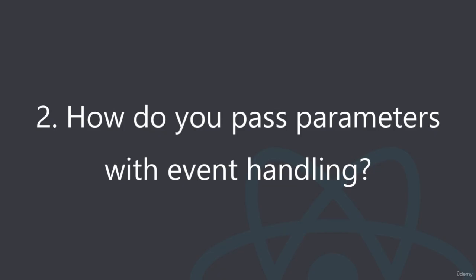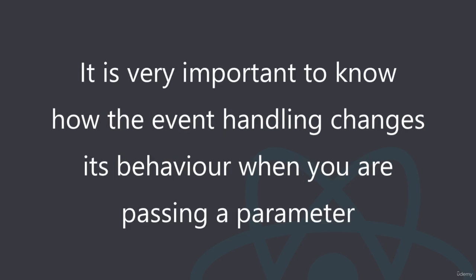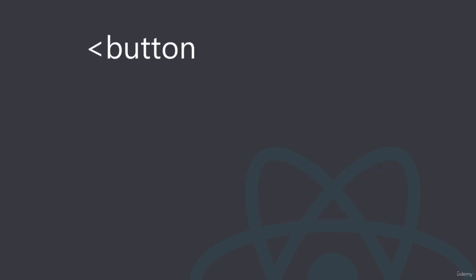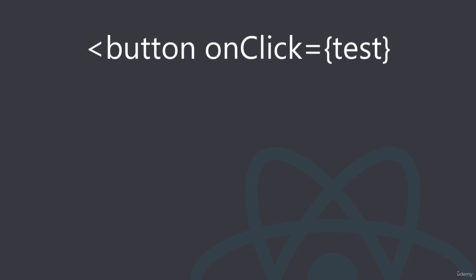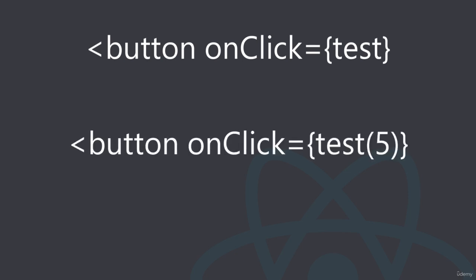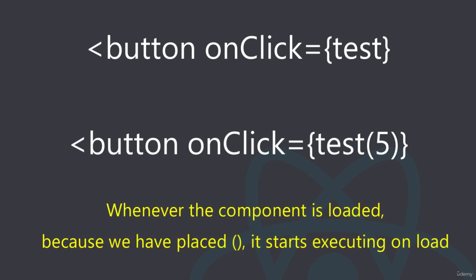The second question is, how do you pass parameters with event handling? Now this is very important to know, how the event handling changes its behavior when you are passing a parameter, and that we already saw that if you have a function like this, there is no problem. But the moment you pass a parameter, let's say a value, then the problem starts. The reason is, whenever the component is loaded, because you have placed brackets here, it starts executing on load. Now you don't want that.